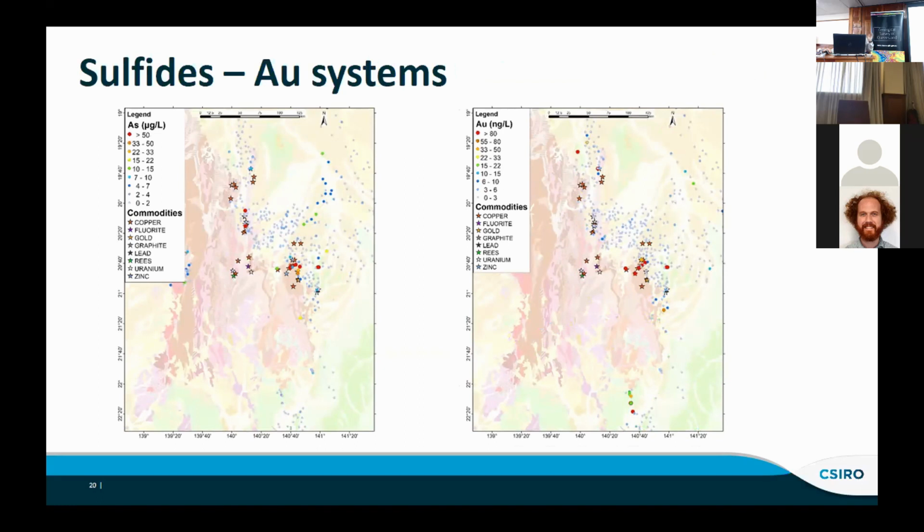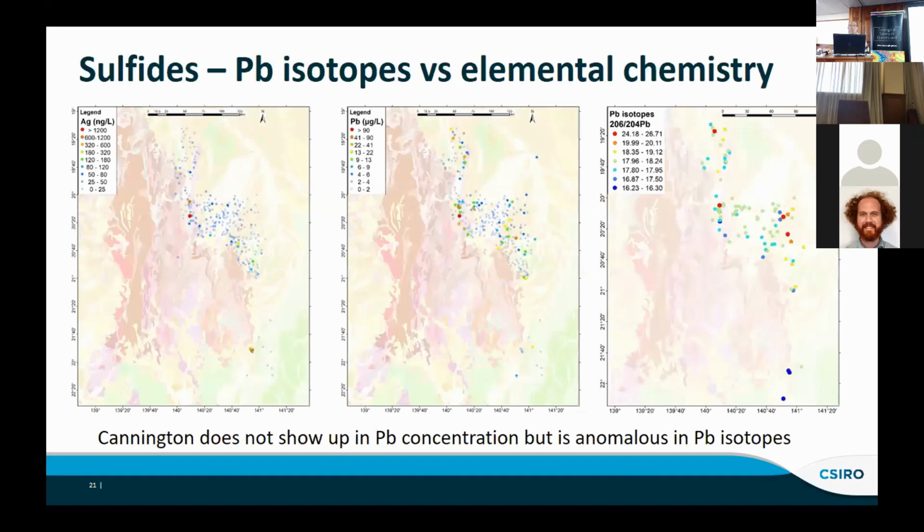The Fipsy borehole has really good indication for gold mineralization in that area as well. So it's not discovered yet, but there's potential there. Next, I know I'm running out of time, so I'll just go through. Not all chemistry would show up.